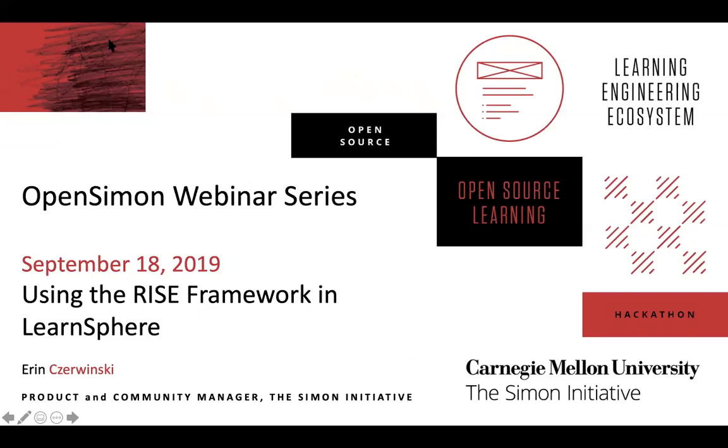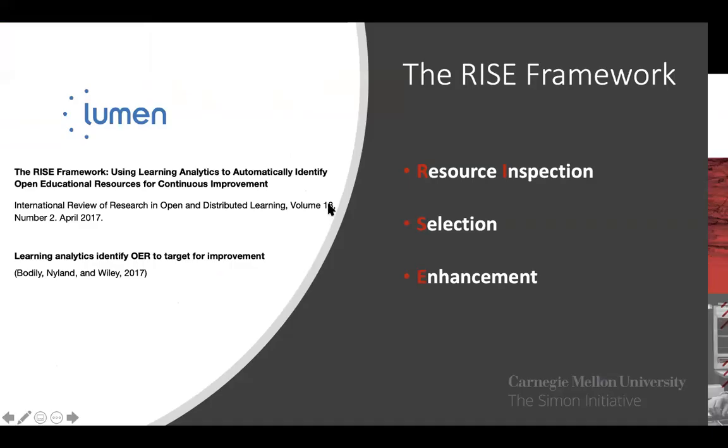So let me dig right in. RISE stands for Resource Inspection, Selection, and Enhancement. This was first developed by the folks at Lumen Learning, and there are some references here in case you want to read some of the background information about RISE. It was first developed for helping make decisions about OER resources, and OER stands for Open Educational Resources.